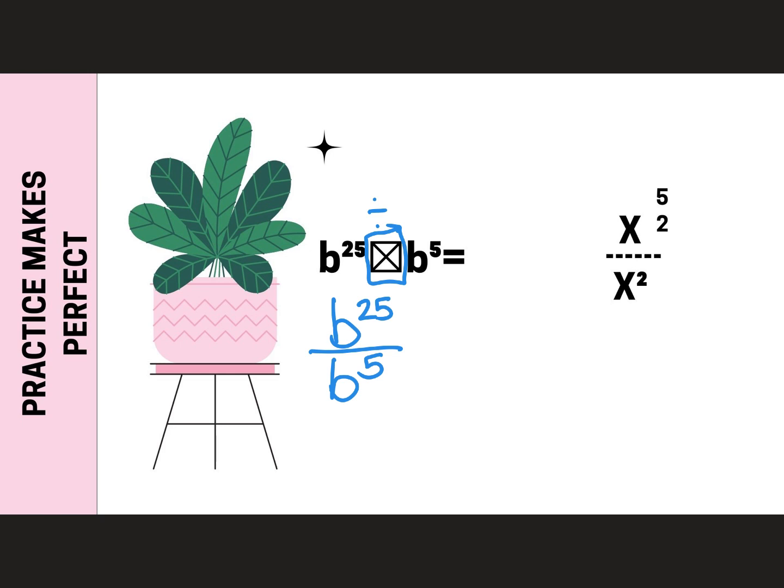Okay? So now we're going to use the quotient of powers rule. Same base. What's my base? Well, you got it. My base is b. Same base. So the quotient of powers rule says same base, my b, and I'm going to subtract my exponents. So I have my b, 25 minus 5, and that simplifies down to b to the 20th power. And that is my final answer.